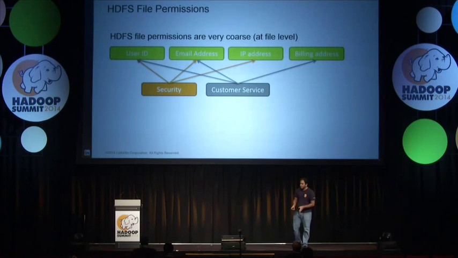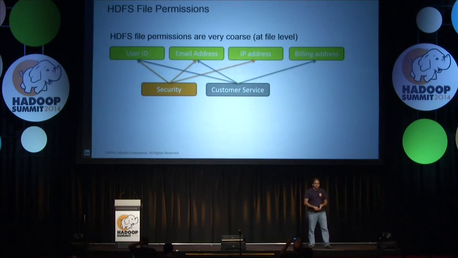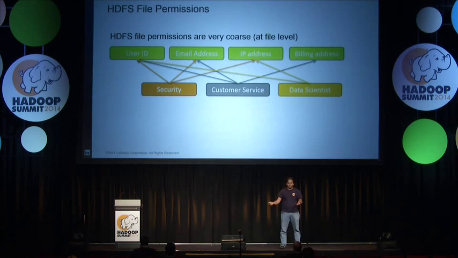And you have customer service professionals. They need access to user ID, email address, and billing address so that they can talk to the customers and see what can be done. And you can have a data scientist who needs a user ID and an IP address. This is just 3 groups. In your enterprise, there may be 10 or 20 groups, and there will be one big table which has all the data in it. It's very hard to do access control on that table.